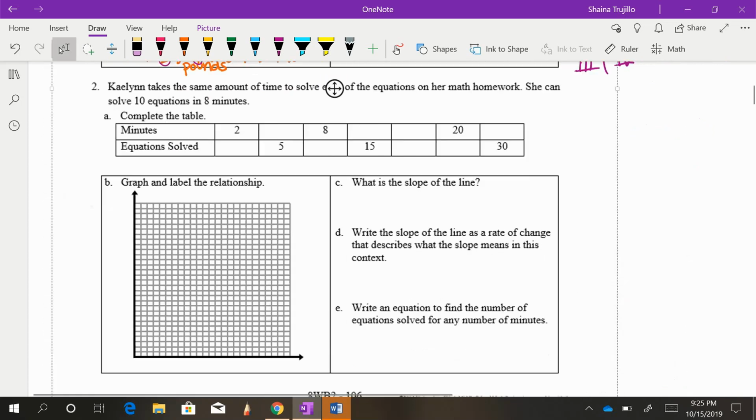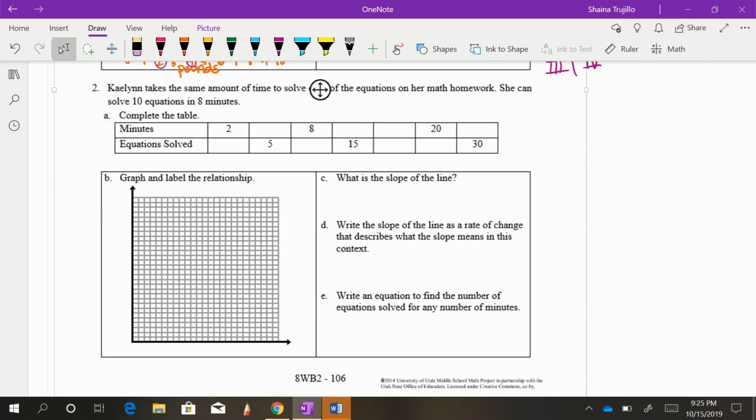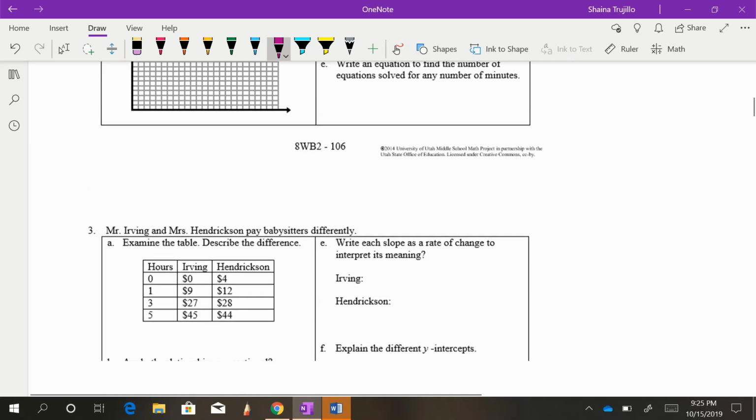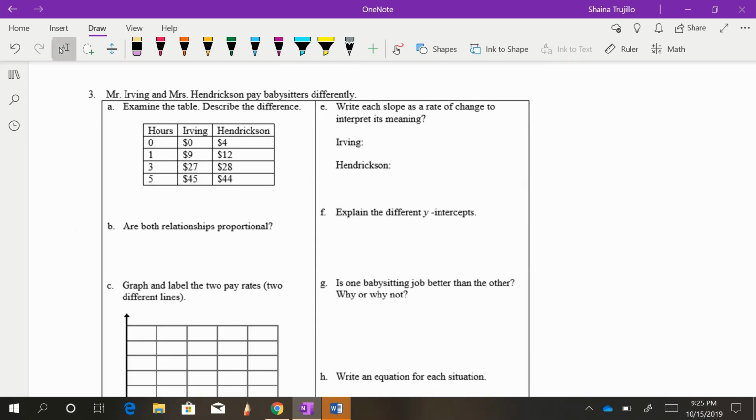So if you want to, you can go ahead and pause the video if you haven't done already in class. Pause the video right here. Read through number 2, complete the table, graph and label the relationship, and then answer these 3 questions. Okay, if you've already done it in class, let's work on part 3, or question number 3.